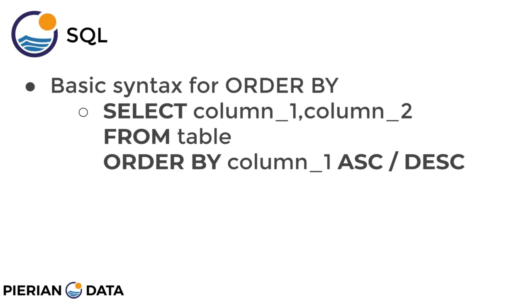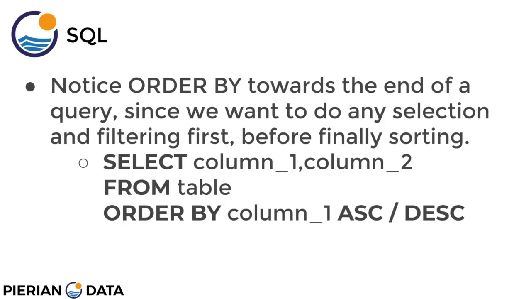We select whatever columns we want from the table, and then we decide to order by a specific column. And then optionally, you can add in ASC or DESC, whether you want that ordering or sorting to be ascending or descending. Notice the order by towards the end of the query, since we want to do any selection and filtering first before finally sorting. So that means order by is going to be towards the bottom of a query and one of the very last things that SQL actually performs.